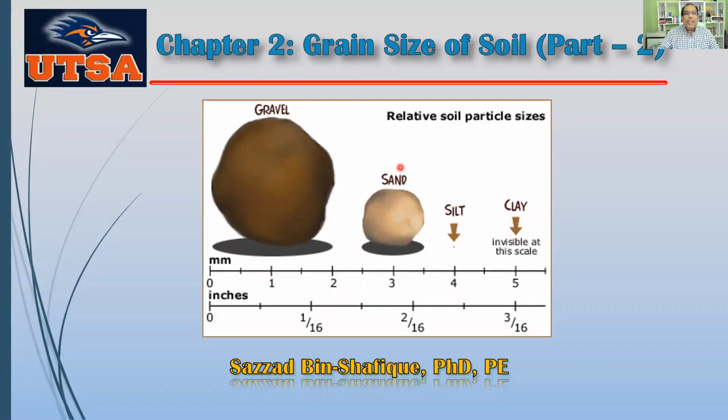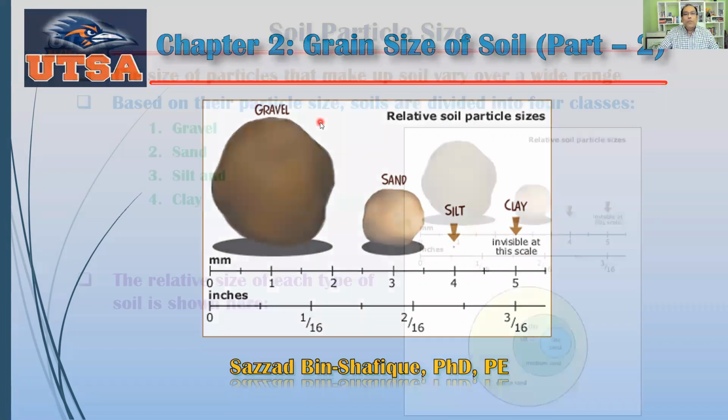So you can see the relative soil particle sizes here. So this is clay, actually invisible at this scale. You cannot see that one in your naked eye. This is your silt, this is sand, and this is gravel. Okay, now let's move forward.